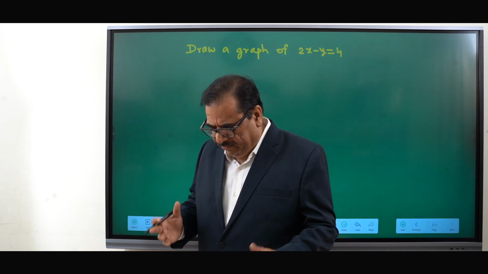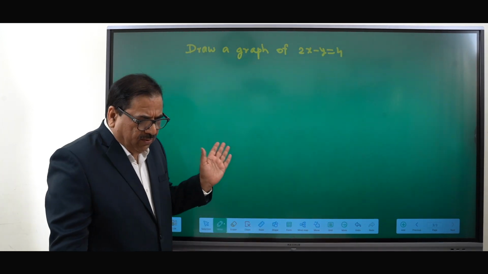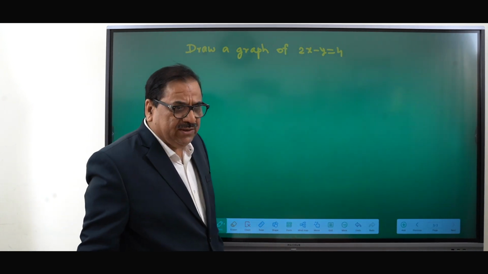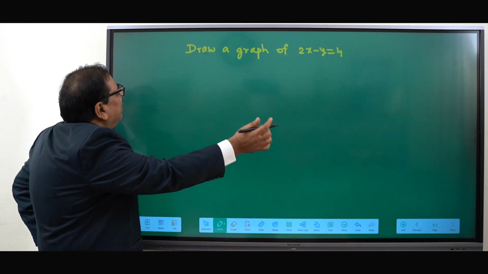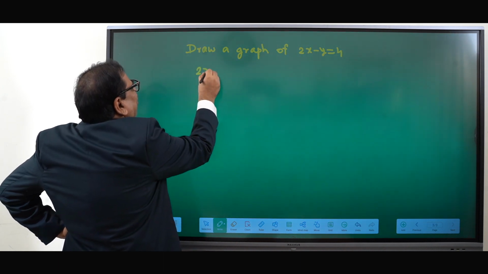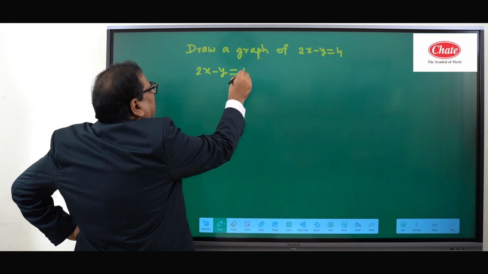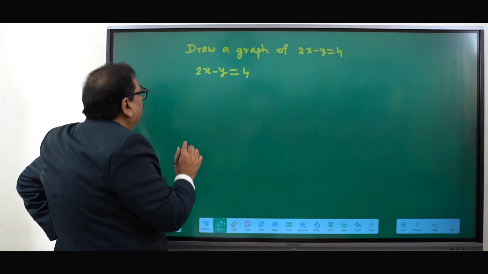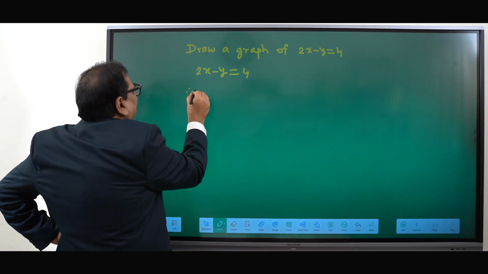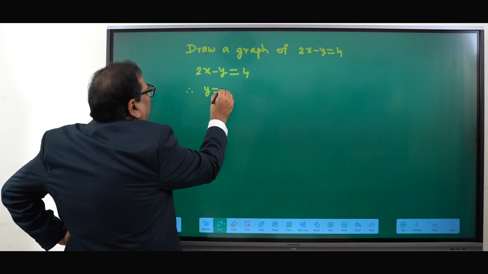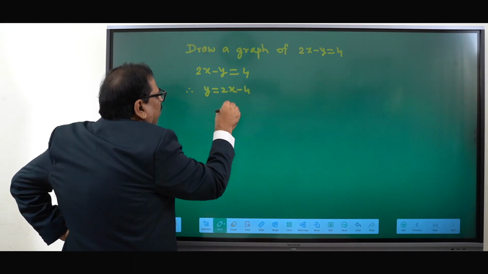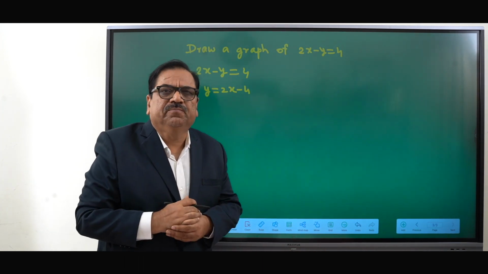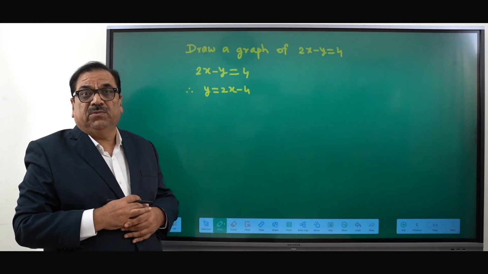So we'll start here. Say, for example, we are given the simultaneous equation 2x minus y is equal to 4. And if we rearrange this equation properly, we can get y is equal to 2x minus 4. Proper rearrangement, that you should understand, you can do it. y is equal to 2x minus 4.